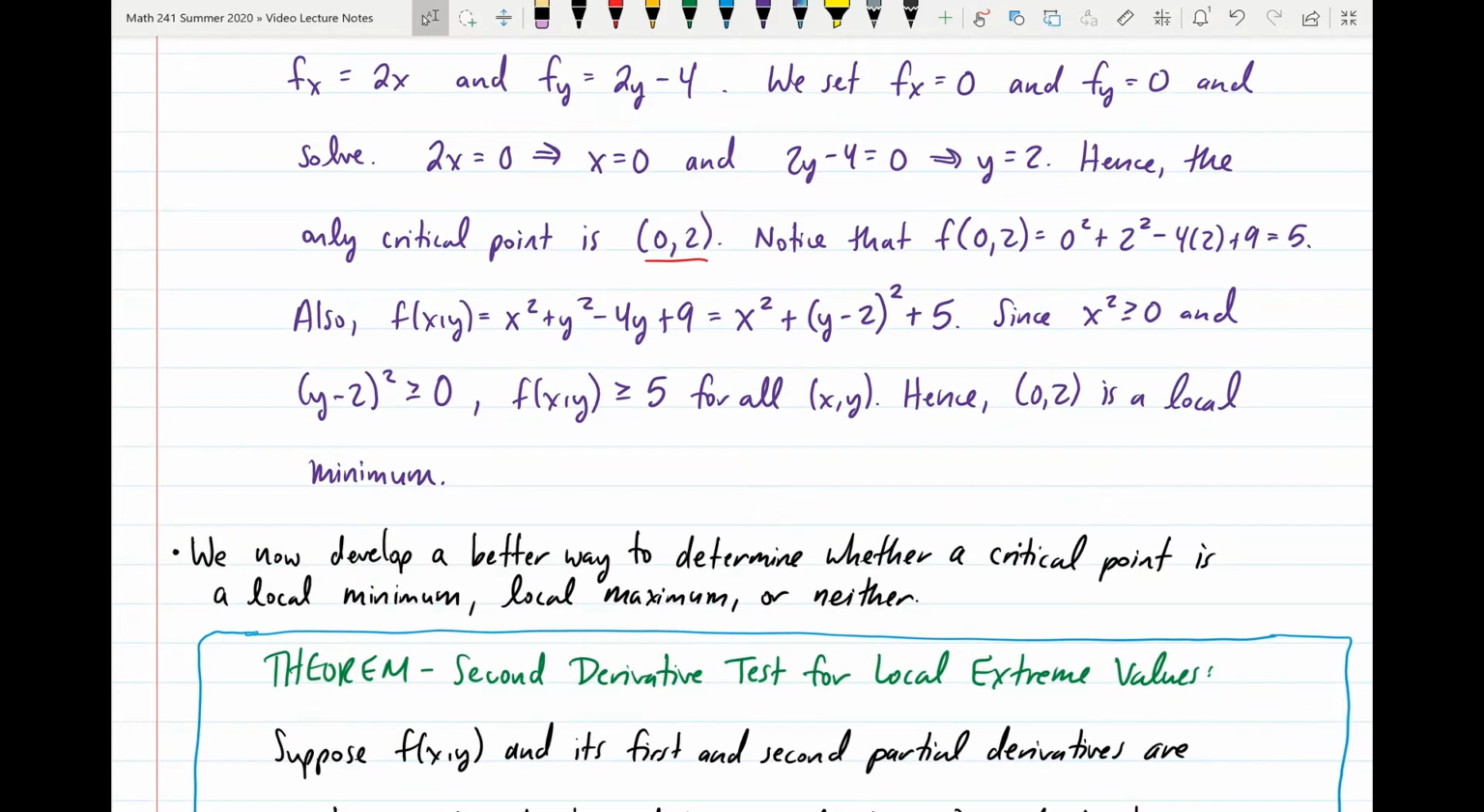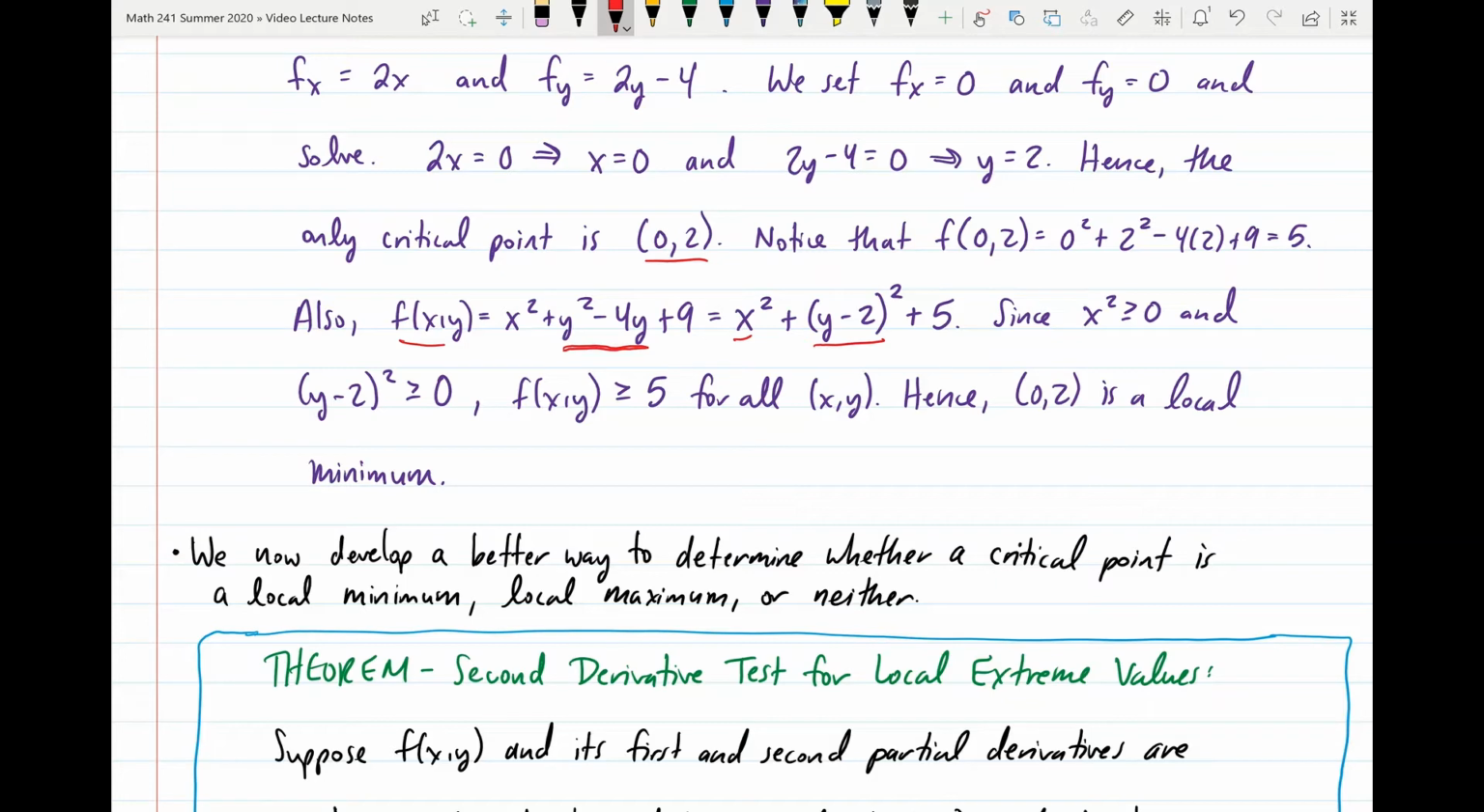So notice that if we take our function f of xy and write it out again, x squared plus y squared minus 4y plus 9, then we can complete the square with this y squared minus 4y. Ultimately the function can be rewritten as x squared plus (y minus 2) quantity squared plus 5. Now notice that x squared is always going to be greater than or equal to 0, regardless of what x you put in, and (y minus 2) squared is always going to be greater than or equal to 0, regardless of what y value you stick in.